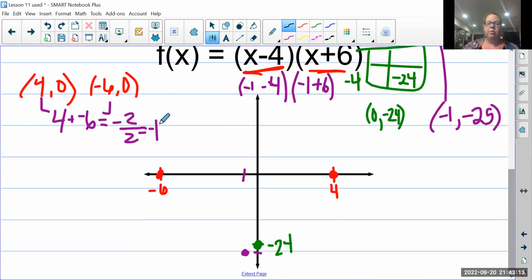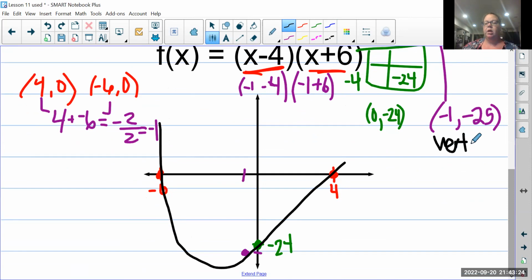Now make sure when you do your parabola that you don't go like weird like this and come back up here. This purple is the vertex, which means that that's the lowest point or the highest point, depending on which way the graph goes. And nothing should be either below it or above it. So this is my lowest point.